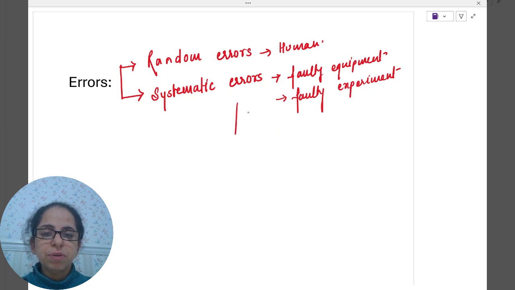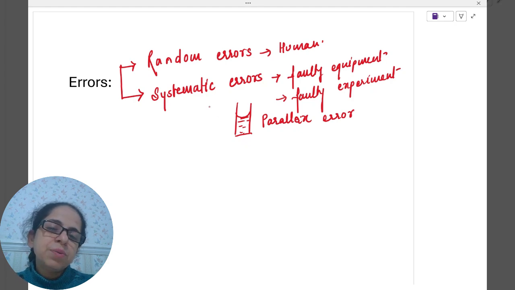For example, when you're trying to take a reading of a liquid, and you're not reading at the right position, then there will be an error. This kind of error is a parallax error, a kind of systematic error. Another example of systematic error: in the morning you decide to take your weight, but your weighing machine is not showing 0, it's showing 1 kg, even before you're standing on it. That error is a zero error.